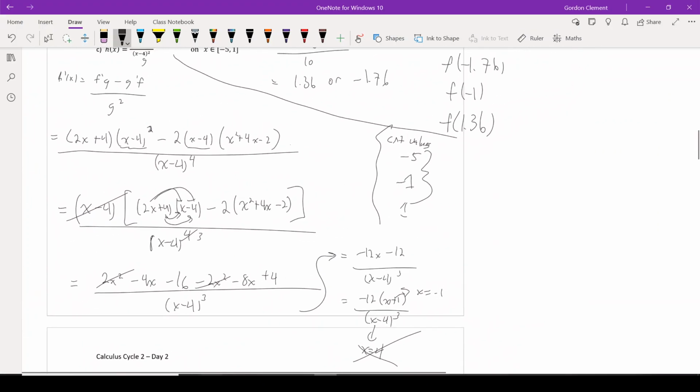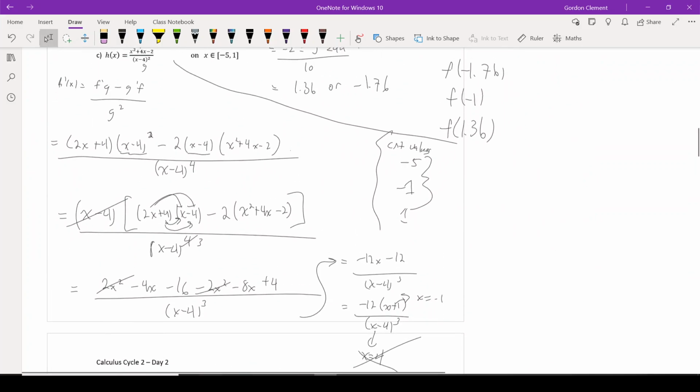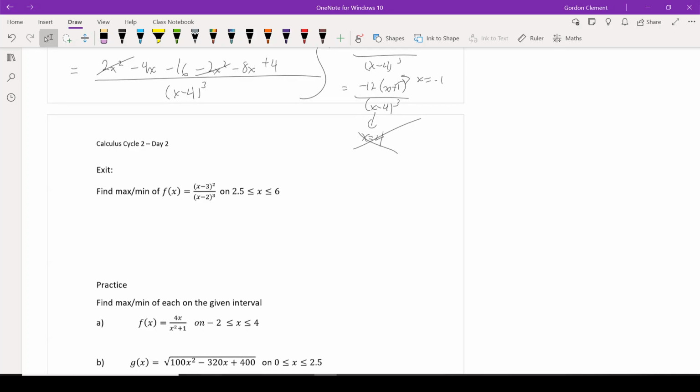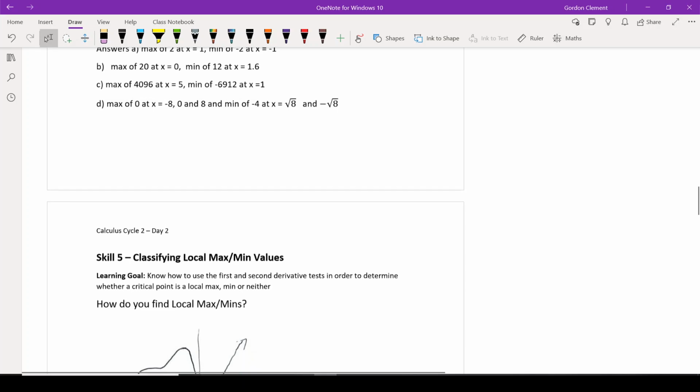So there you go. That's skill 4. You can take a swing at the exit card, and we'll take that up in class. And then you'll move on to skill 5. And we'll do the practice for these 2 skills in class.